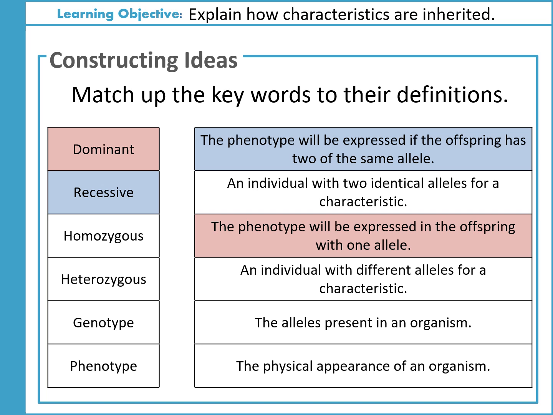Recessive means that the phenotype will only be expressed if you have inherited two alleles, one from each of your parents, of the same characteristic. So for instance, if you have blue eyes, you must have inherited a blue eye allele from each of your parents. They might not have blue eyes, but they might carry the blue allele.